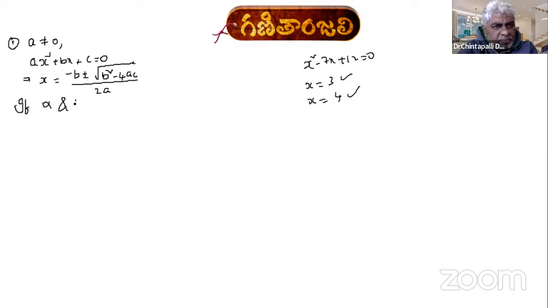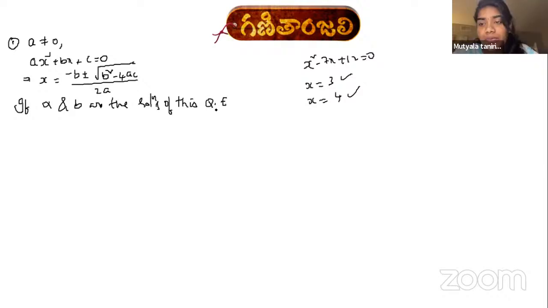if alpha and beta are the solutions of this QE. What is QE? Quadratic equation.